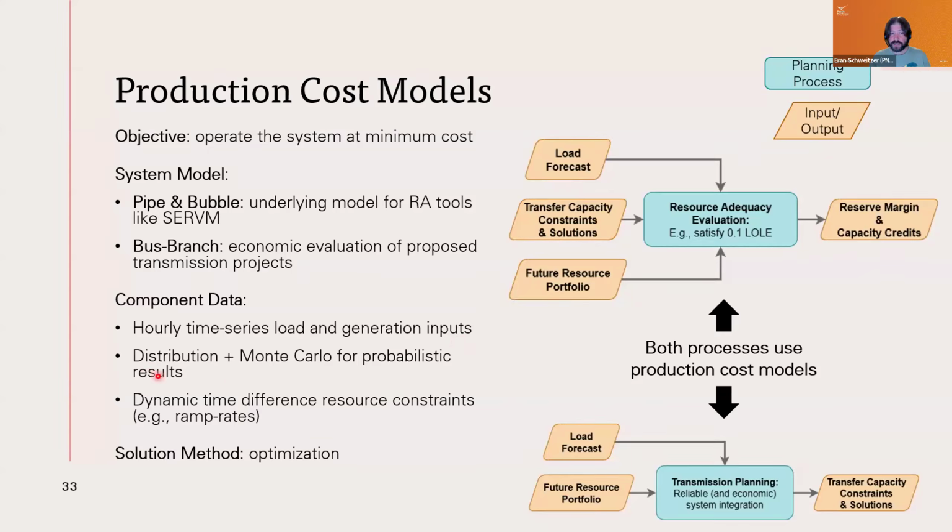You may see a distribution, for example, forced outage rates if you're doing some Monte Carlo around that, or different load profiles, etc. Again, if you were thinking about the RA, as well as some time difference constraints like ramp rates, etc. And this is by definition an optimization. And to point out here, we use production cost models both in resource adequacy, as mentioned here, the pipe and bubble, as well as in transmission planning, where it is more of that bus branch model.